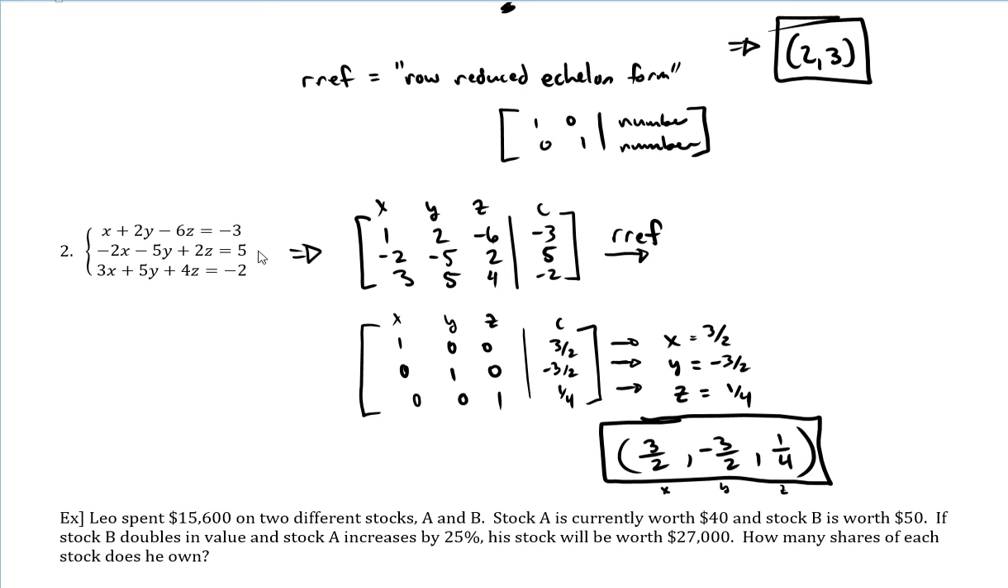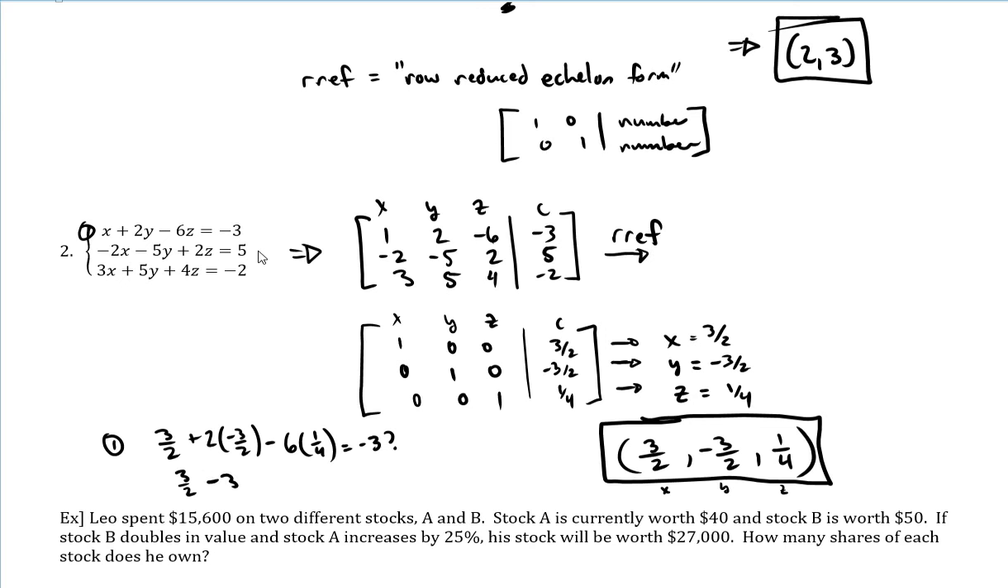And just like all equations, if we really want to, we could plug it in to verify. That could help in case I accidentally entered something wrong. So looking at my number 1 equation, I would have 3/2 plus 2 times negative 3/2 minus 6 times 1/4. And I would want to know, hey, does that equal negative 3? Well, 3/2 looks good for now. The 2's here would cancel, and we'd be left with minus 3.